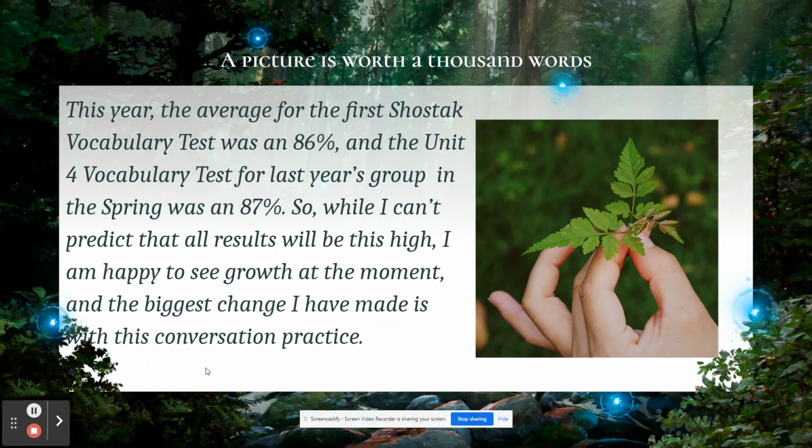I'm not going to say that this is the sole reason for that improvement, but I have taught the vocab for a lot of years, and I haven't really experienced the average being this high on a regular basis. So I'm anxious to see, as I go through the rest of this year with this group and we do units 2, 3, and 4, if this continues to keep us performing at a high level.